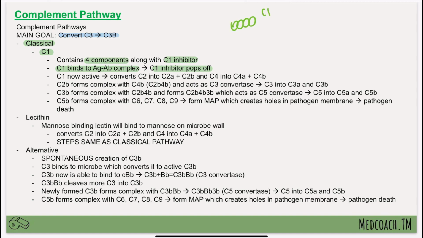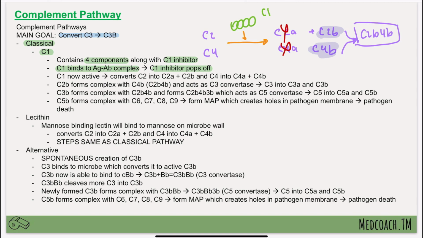So C1 now is active, and what C1 is going to do is it's going to cause the conversions of C2 into C2a plus C2b, and C4 into C4a and C4b. C2b and C4b are going to be the ones that are helping us with our complement pathway. So for now, we can forget about C2a and C4a. So I'm just going to cross those out. And these C2b and C4b are going to come and form a C2b4b complex.